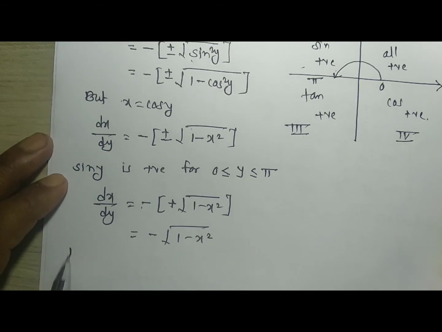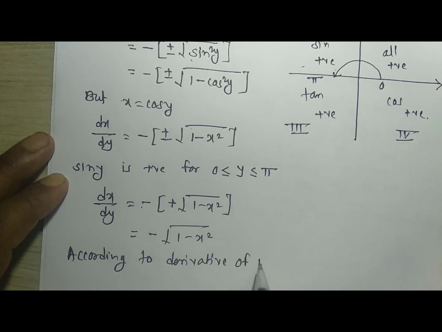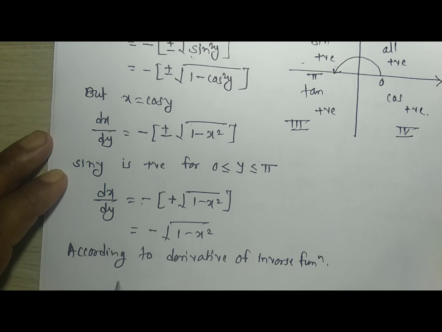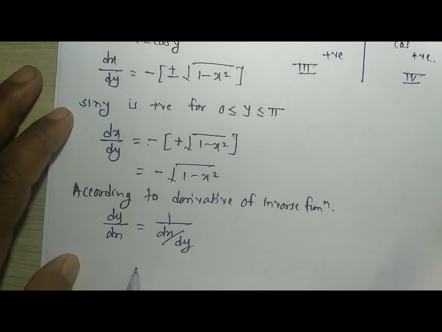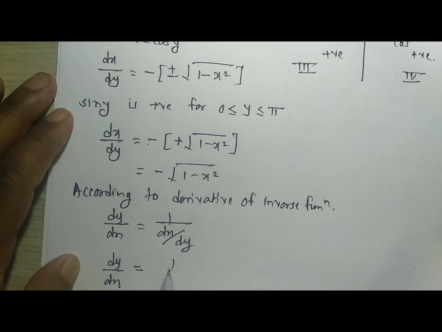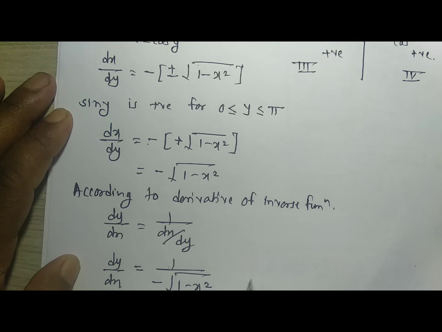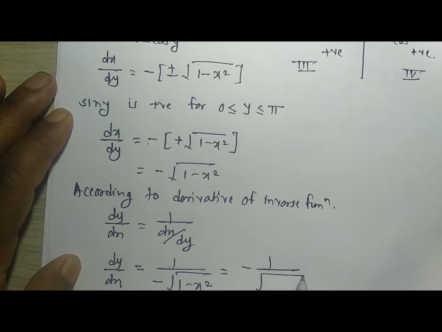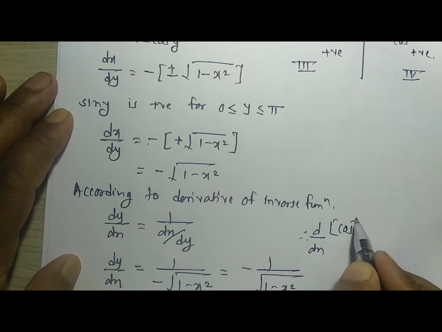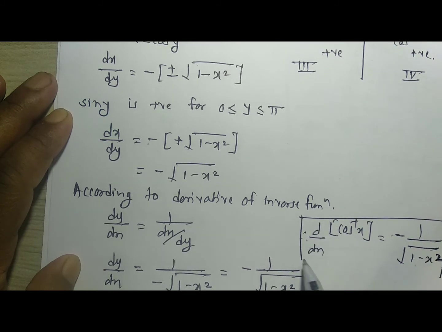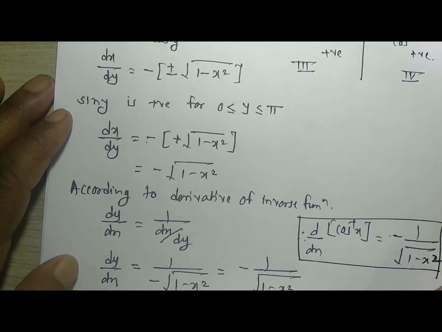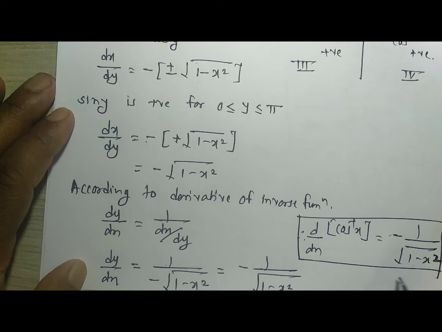Right, now according to the derivative of the inverse function, dy by dx is equal to 1 divided by dx by dy, and therefore you will get the value of dy by dx is equal to 1 divided by minus square root of 1 minus x square, that is minus 1 divided by square root of 1 minus x square. Therefore, since y is nothing but cos inverse x, the derivative of cos inverse x is equal to minus 1 divided by square root of 1 minus x square. This is another standard formula for inverse trigonometric functions: y is equal to cos inverse x, and cos inverse x has the derivative minus 1 divided by square root of 1 minus x square.